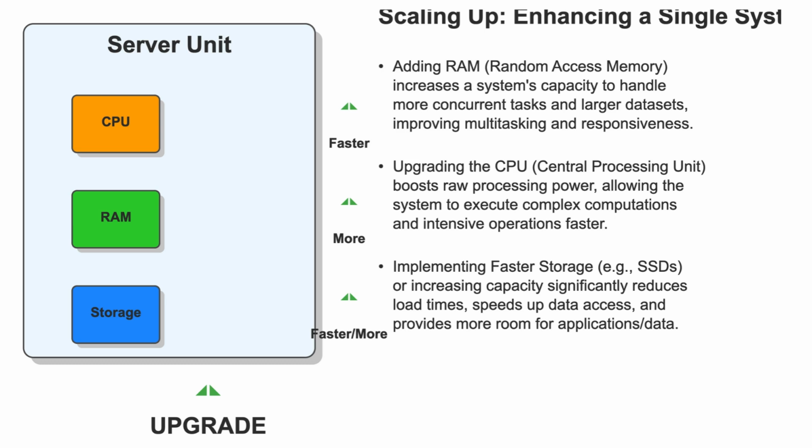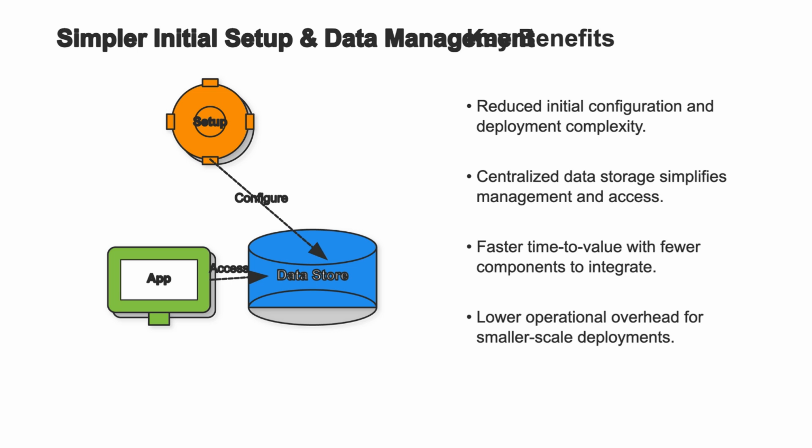is installed. And finally, the cost per unit of resource tends to increase significantly as you buy more powerful, specialized hardware. A server with 256 gigabytes of RAM isn't just double the price of one with 128 gigabytes. It's often much more expensive. So, when might you choose vertical scaling? It's a good option for applications with predictable, moderate growth or those that are inherently difficult to distribute, like certain legacy databases. If simplicity of management is a top priority and you're not anticipating massive, unpredictable spikes in traffic, vertical scaling can be a solid, straightforward choice.